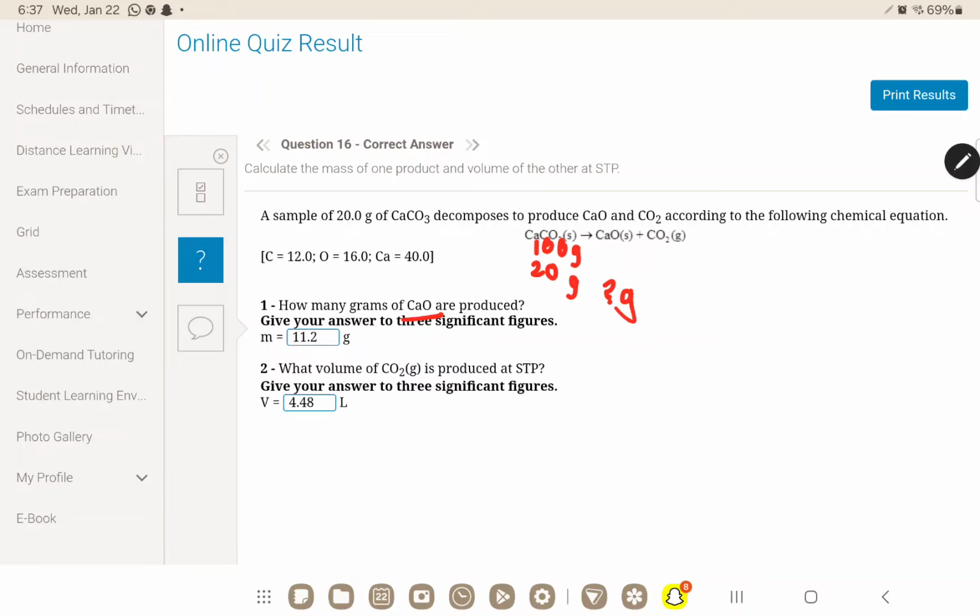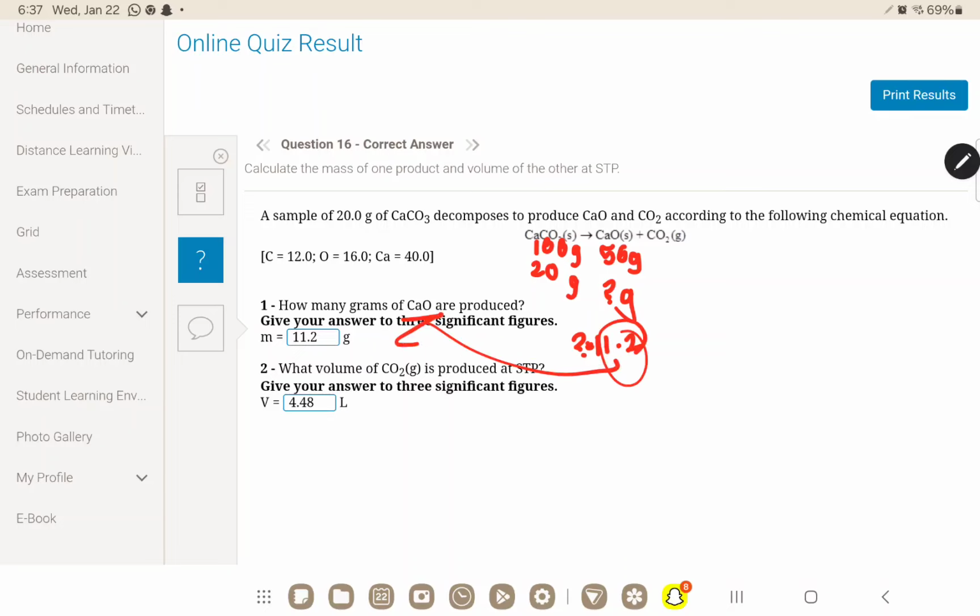CaO has a molar mass of 40 plus oxygen, which is 16, so that's 56 grams. Then you do our cross multiplication. 20 times 56, you get 1120 divided by 100, which is 11.2. And that's the answer.